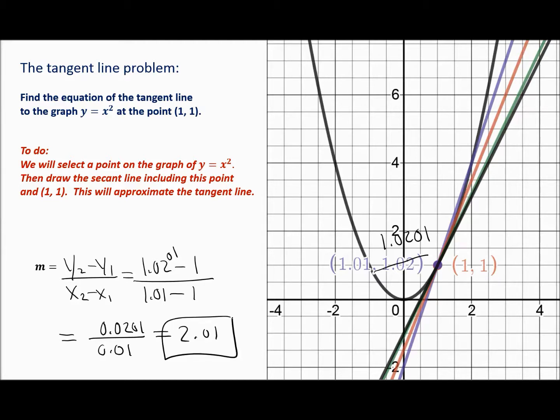Then we got 2.5, then we got 2.1, and finally we got 2.01. I could pick a point closer. You know I can, right? I could pick 1.001. I'm not, because I think you got the point by now. Now, what's the lesson you learned from this mistake that I just made? Don't round. Please don't round in the middle of this problem.